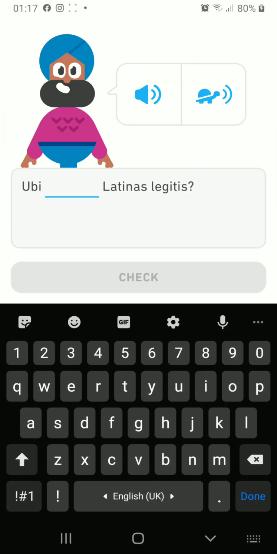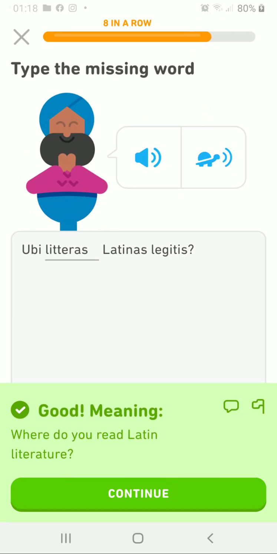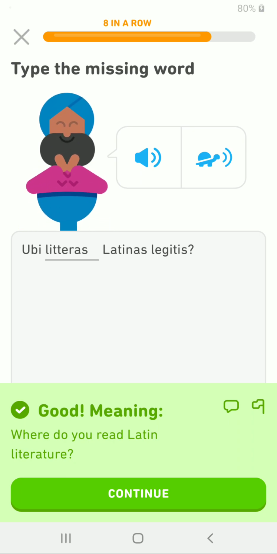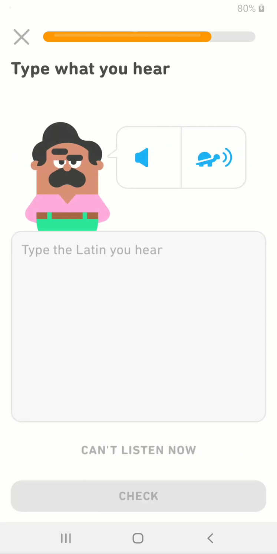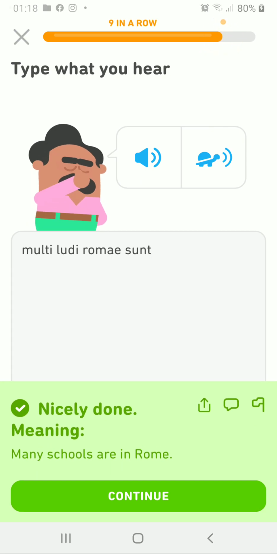Ubi litteras latinas legitis? So how many Latin literature do you read? No, ubi is not how many. Quot is how many. Ubi is where. Where do you read Latin literature? Multi ludi Romae sunt. So this one should be good.